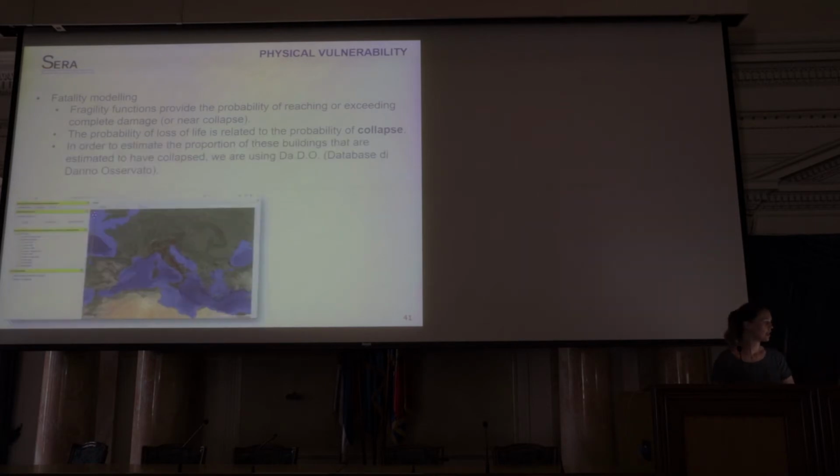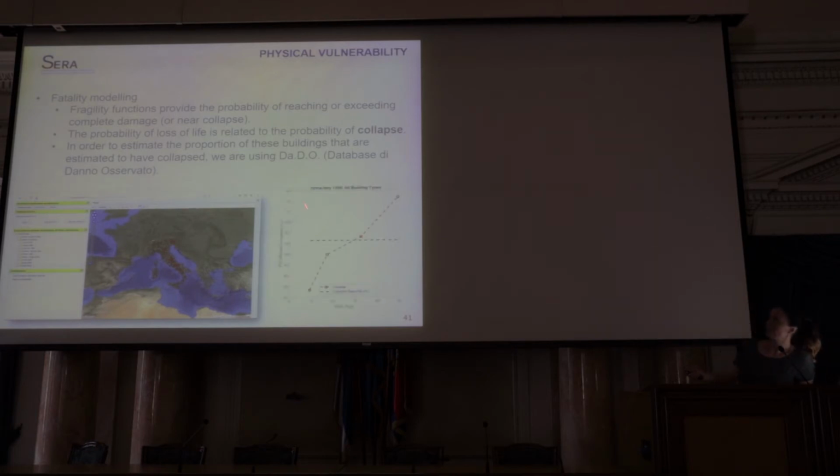So we're using past earthquake damage data. In particular in Italy, there's been a significant effort to put together all of the collected damage data after earthquakes across Italy in this so-called Da.Do database. In that database, we have buildings that reach complete damage, and we can find out what percentage of those buildings that reach or exceed complete damage actually did collapse. So we can calculate this percentage of completely damaged buildings that actually collapse. And that's what we're showing here in this plot.